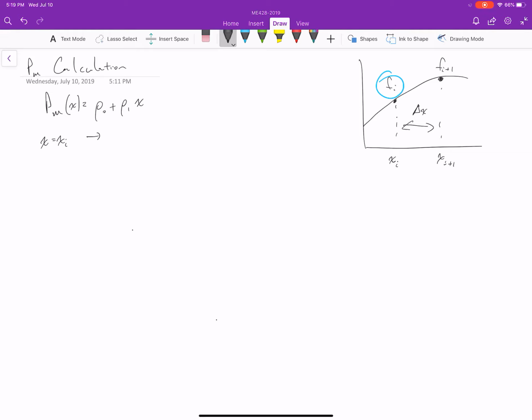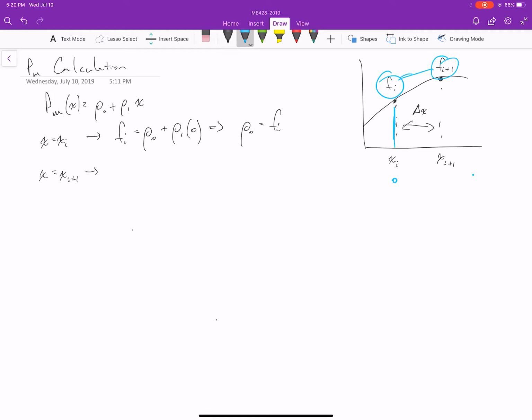So from this, we can rewrite the equation that basically Pm of x is equal to fi, and this is equal to P0 plus P1. And since we are at this location, this will be our 0 reference point. So at this point we substitute in 0. From this we get the relation that P0 is equal to fi.